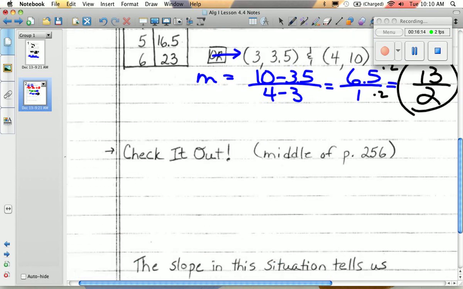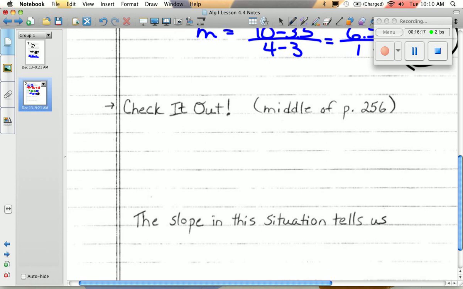Okay, then let's go to the middle of page 256. And again, this is probably something you did in your SQ3R, but let's make sure you did it well. Okay, they have a graph there. It says the graph shows the height of a plant over a period of days. Find the slope of the line, then tell what the slope represents.